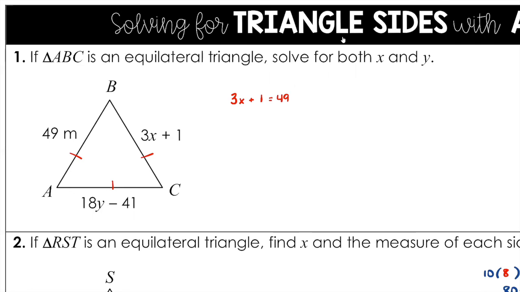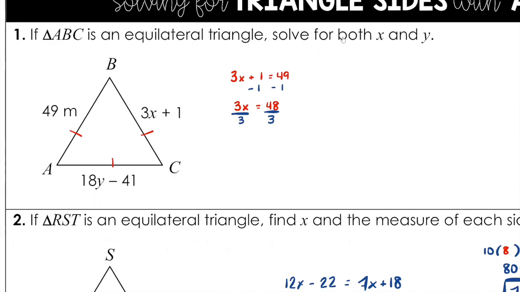What do you want to do first? Subtract 1 from both sides. What's the reason? 3x equals 48. Divide both sides by 3, so x equals 16.